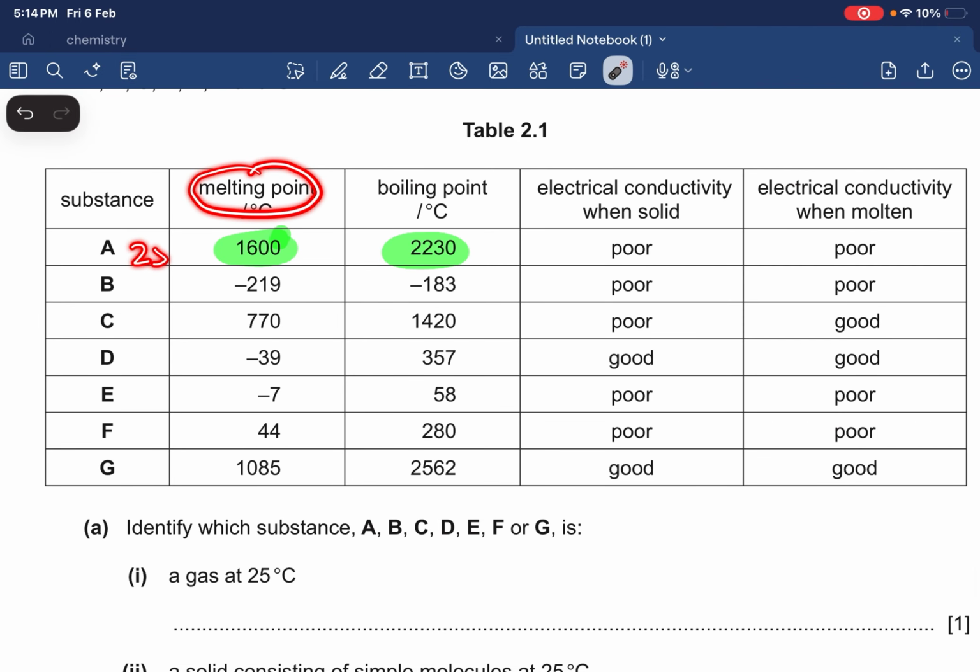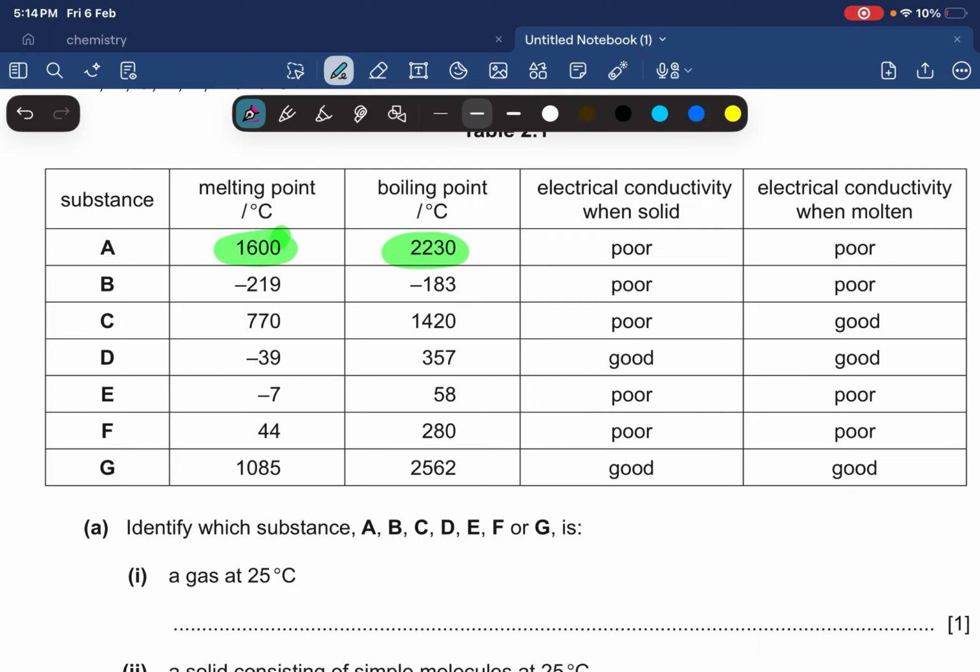above 25. That means that at 25 degrees Celsius, it's going to be a solid because it's going to melt at 1600 degrees Celsius. If it's going to melt at 1600 degrees Celsius, at 25 it's going to be a solid, right? So this is going to be a solid and this is going to be a gas at 25.